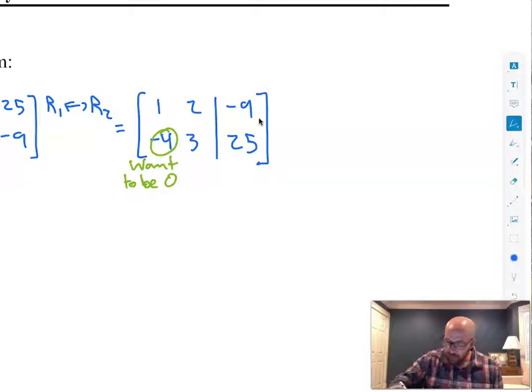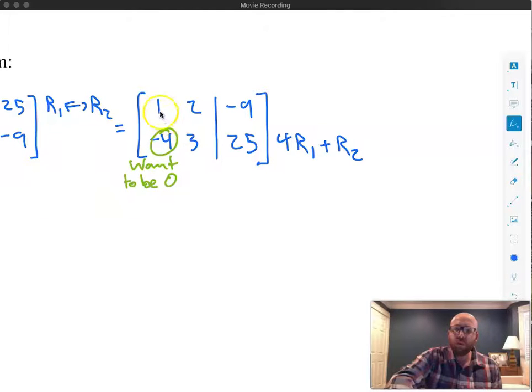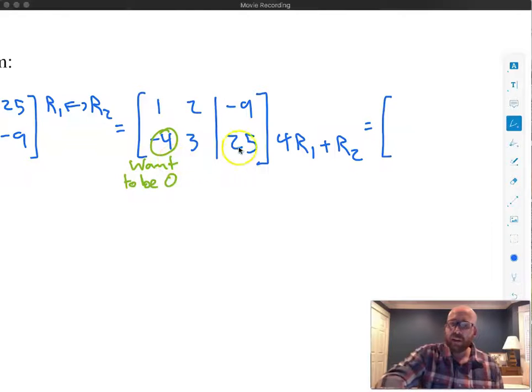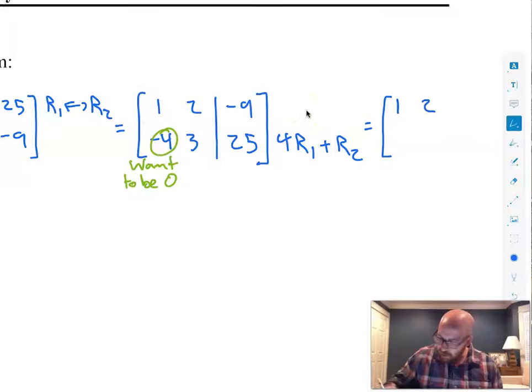Let's take 4 times row 1 and add it to row 2. Because 4 times row 1, 4 times 1 would be a positive 4. Combine that to a negative 4 would give me 0, exactly what we want to happen. Notice again the way I notate this, since this row operation is in line with row 2, row 1 does not change.